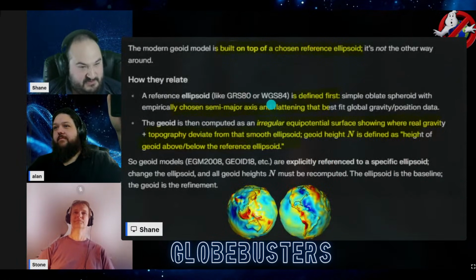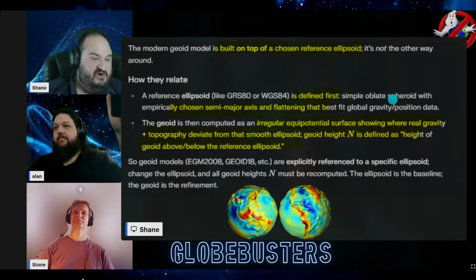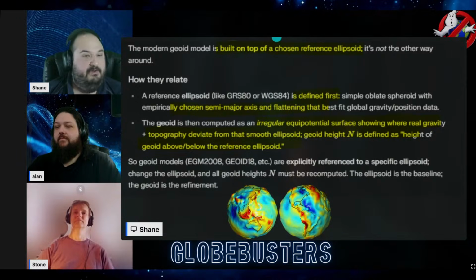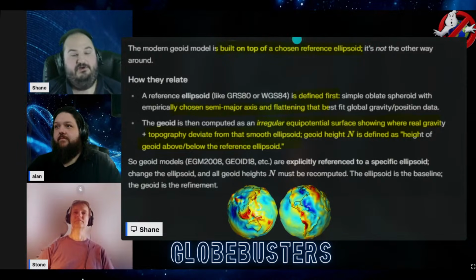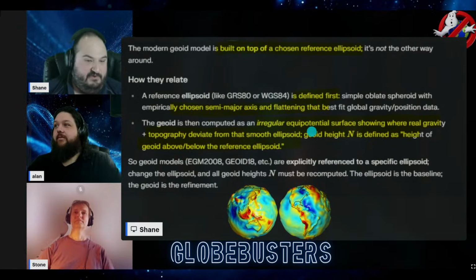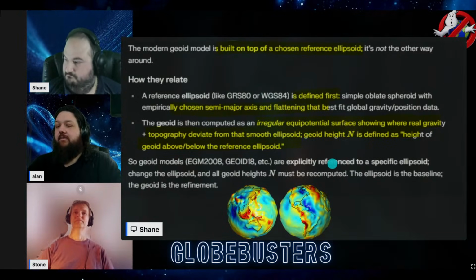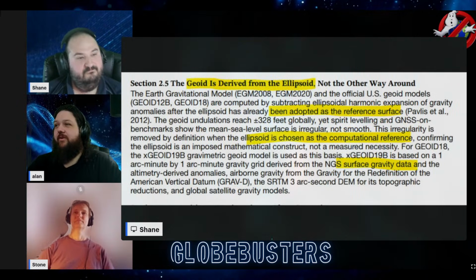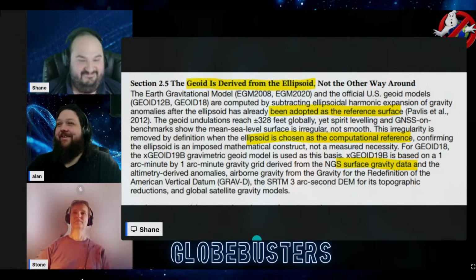So a reference ellipsoid like the WGS84 is always needed to be defined first, because the geoid model is then built on top of and within your chosen reference ellipsoid. So it's then often computed as the difference. Did they actually write it like that in the previous slide from a manual, where it's like section 2.5, the geoid is derived from the ellipsoid, comma, not the other way around?